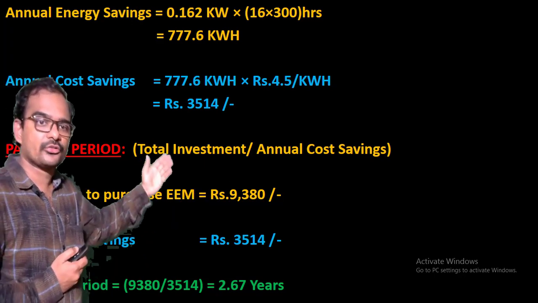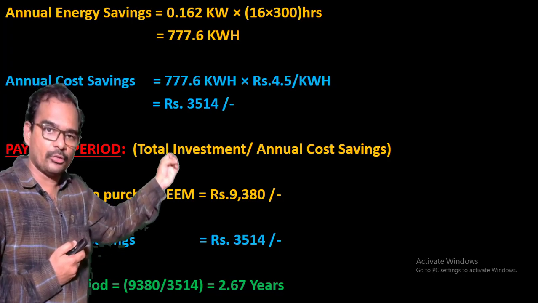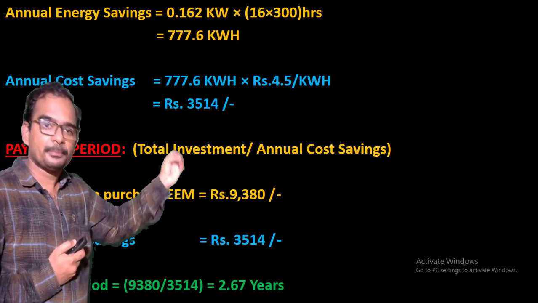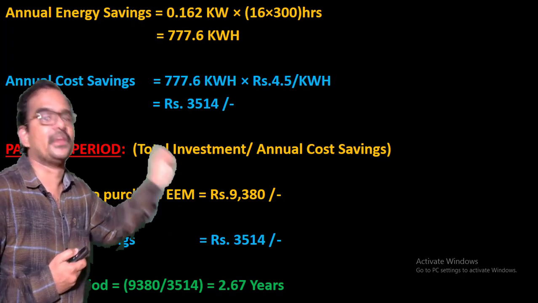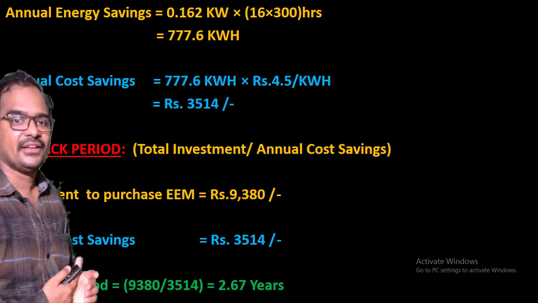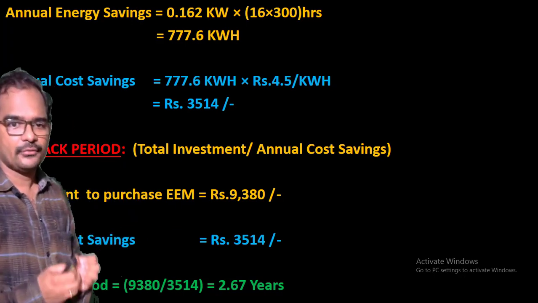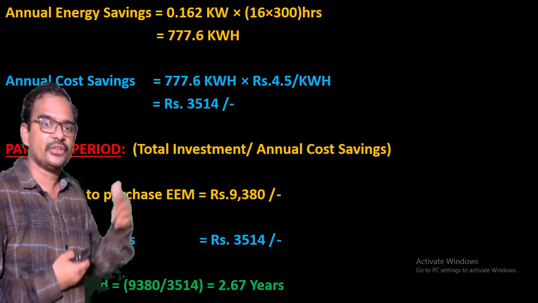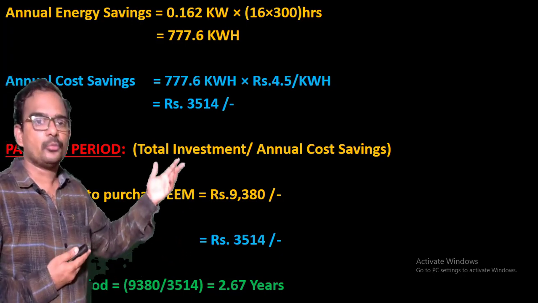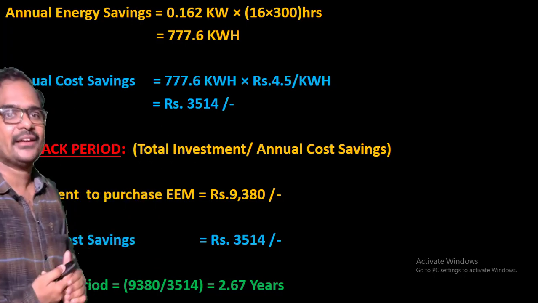So what is the total annual cost savings? 777.6 kilowatt hours into 4.5 rupees per kilowatt hour, and thereby you will get 3,514 rupees. So the annual cost savings are 3,514 rupees, right? 3,514 rupees you are saving every year because of using the energy efficient motor in place of a standard motor in your home. Now let's calculate payback time.